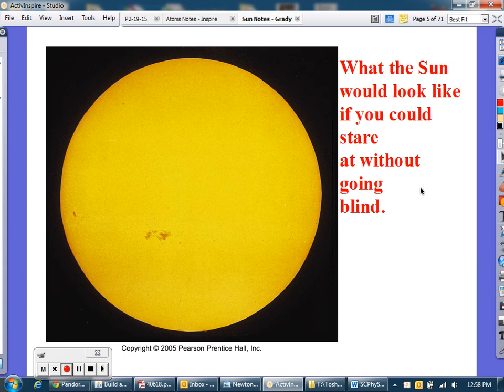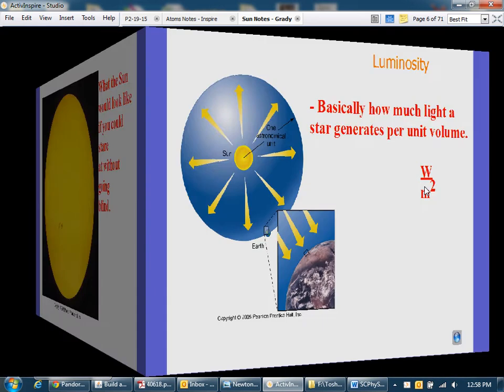So the sun is yellow. This is basically what it would look like if you could stare at it without going blind, which I don't advise that you do.